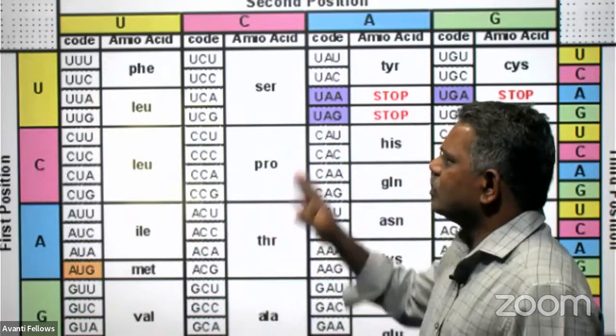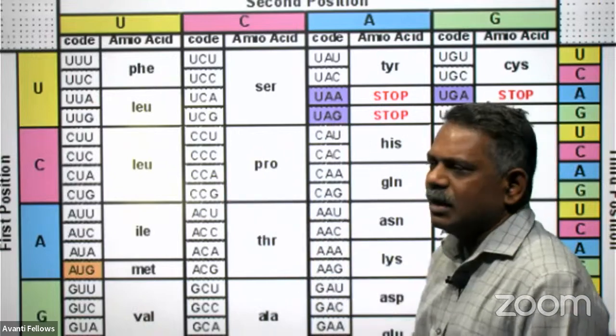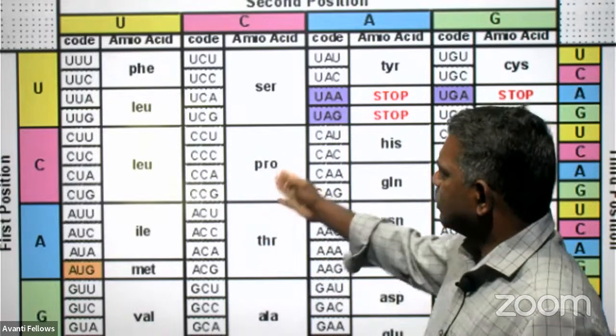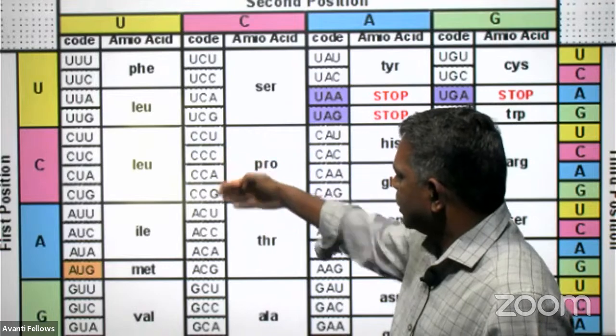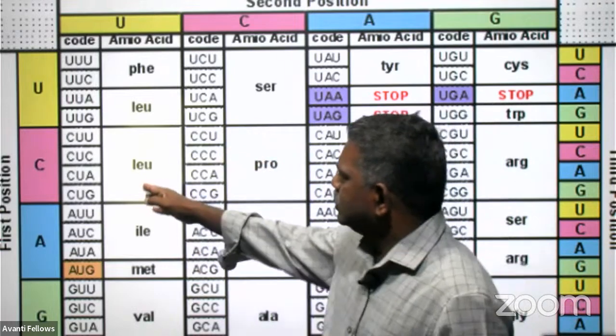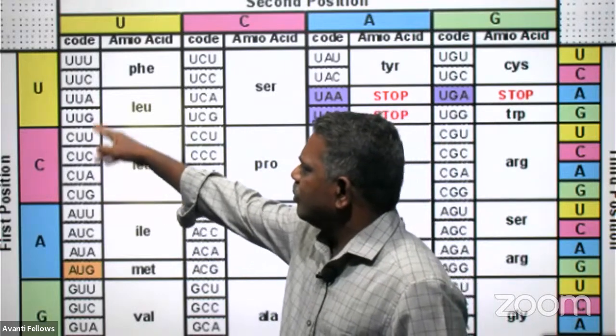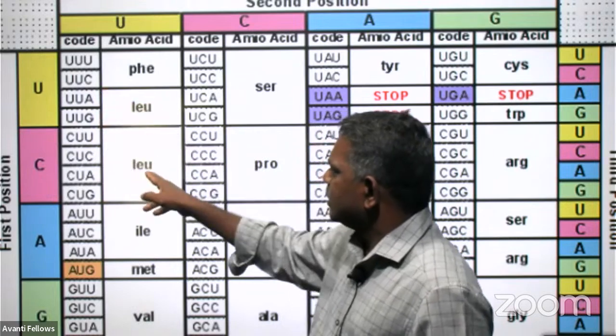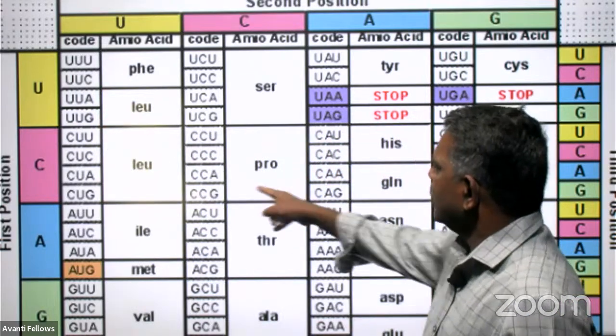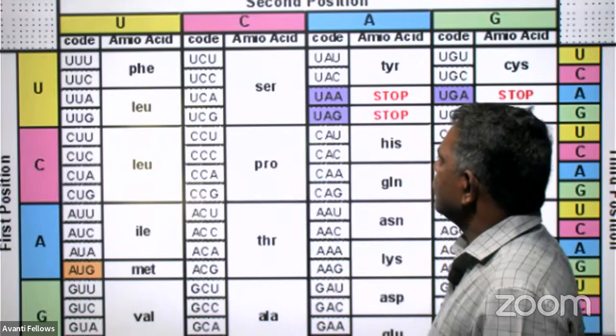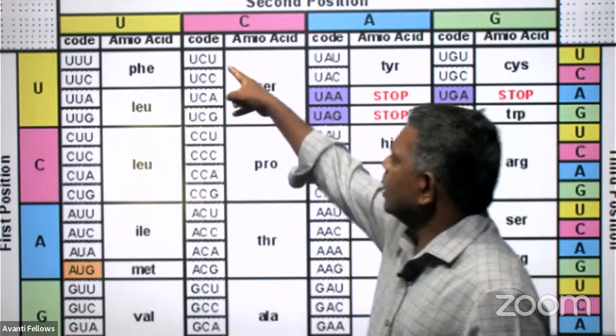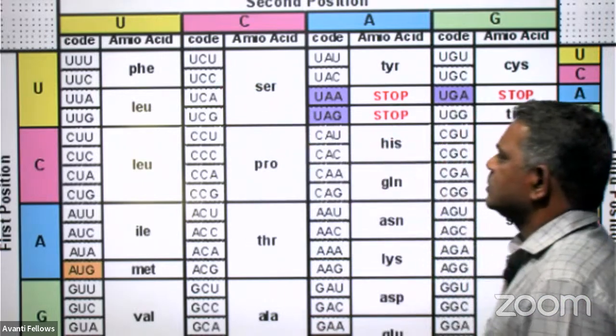These 2 triplet codons are for what? A single amino acid only. See the proline, there are 4 triplet codons here. And leucine, there are 1, 2, 3, 4, 5, 6 triplet codons for the leucine. And proline, 1, 2, 3, 4 triplet codons are there. And serine, 1, 2, 3, 4 triplet codons are there.